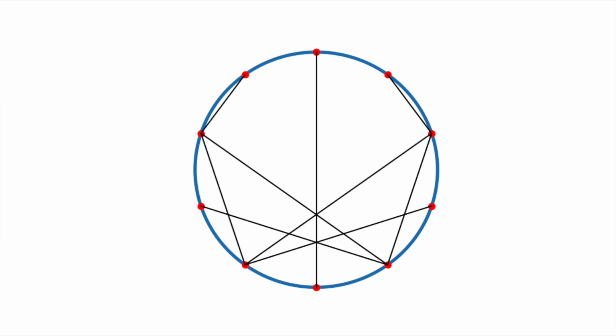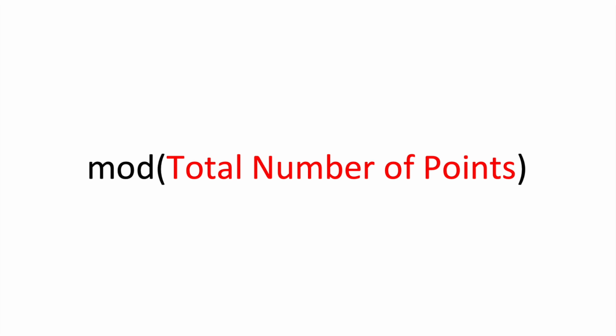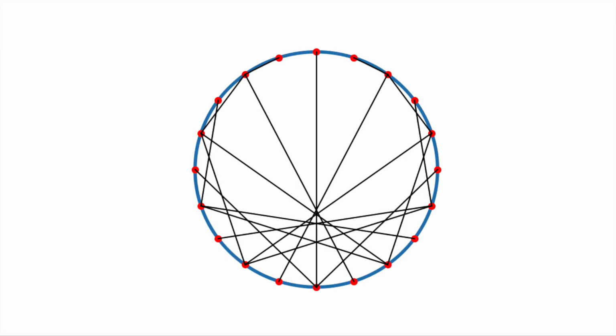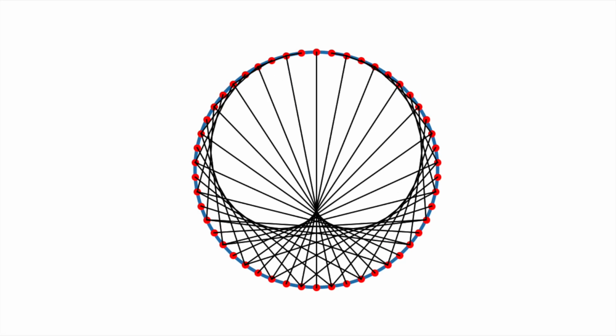The positions of each point go up in tens for every cycle of the circle. This is simply multiplication modulo 10. Doing the same thing for 20 points, we get this. Increasing the number of points to 50, we start to see a shape emerging.